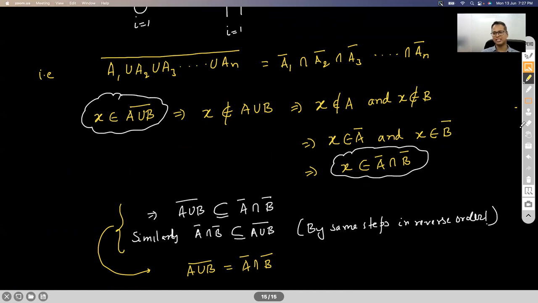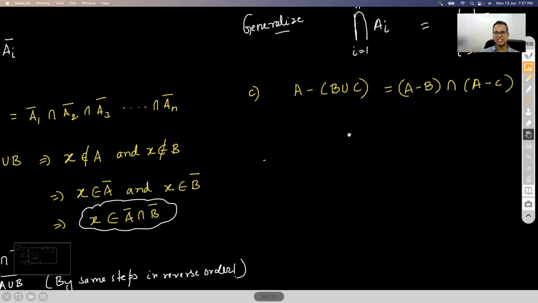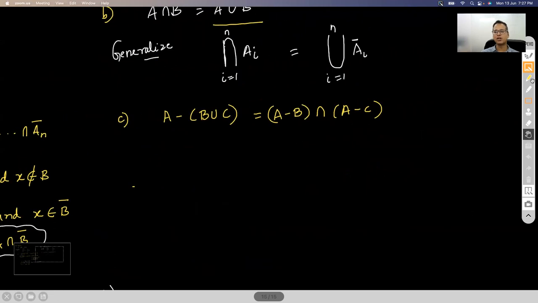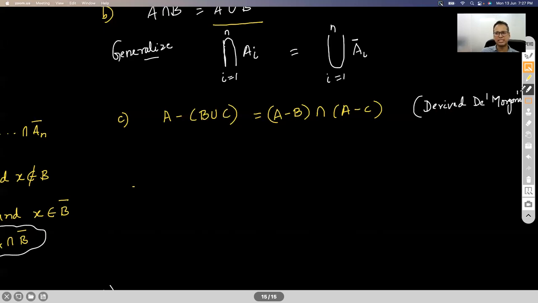Clear? Okay, great. Let's continue. Yes, so this is called a derived De Morgan's law. Now, how do I derive this result? Of course, it will be using the basic primary De Morgan's law for the proof.